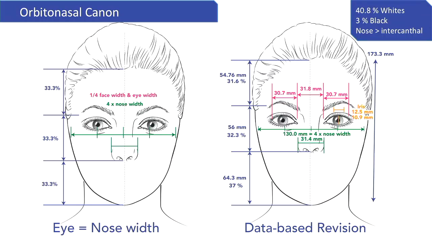So the orbital nasal canon. The width of the nose is equal to the intercanthal distance is equal to the fissure of the eye. That's generally accurate in about 40% of whites, only 3% of blacks. Whenever it's not accurate, you'll find that the nose is actually larger than the intercanthal distance or larger than the eye fissure. And I put the values in. The average data for females in North America: intercanthal distance was 31.8 versus an eye fissure of 30.7, and the nose width of 31.4. So you can see how that data measures out.